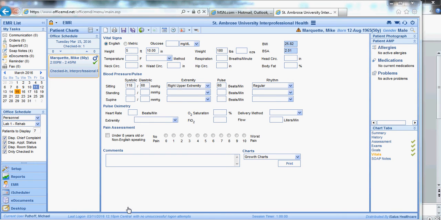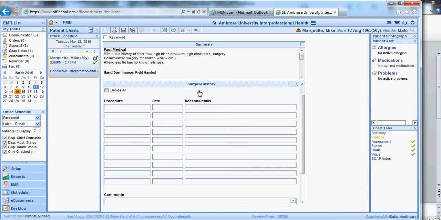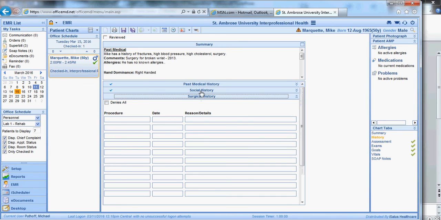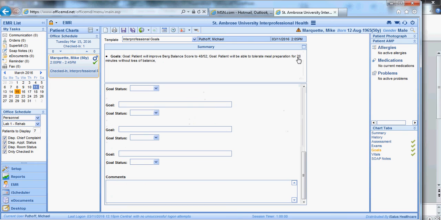So now we have our note done. Everything's been done. We've documented everything, and if we want to, we can go back in here and look at each tab and maybe change something. If there was something that changed, we can do that. Or if we want to add a goal, we can do that.